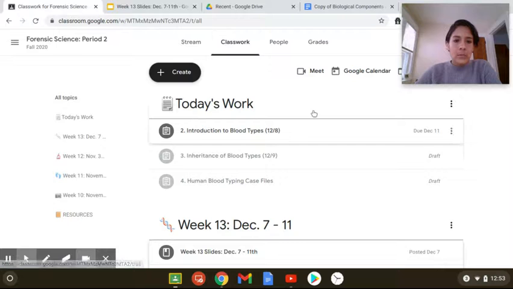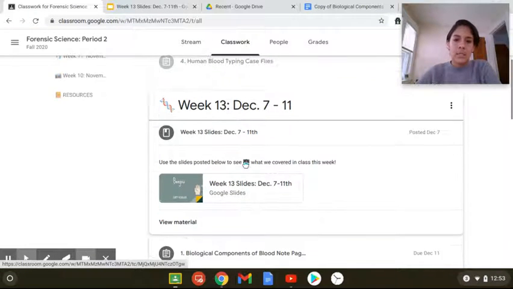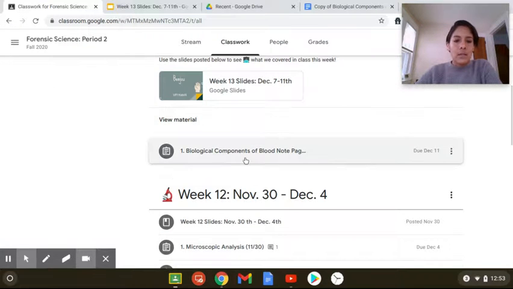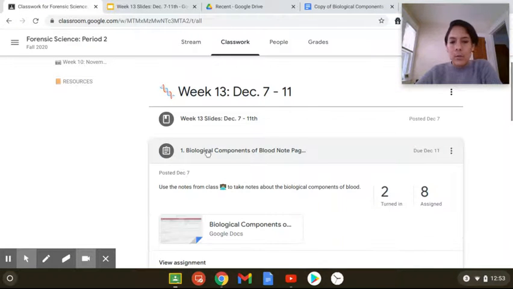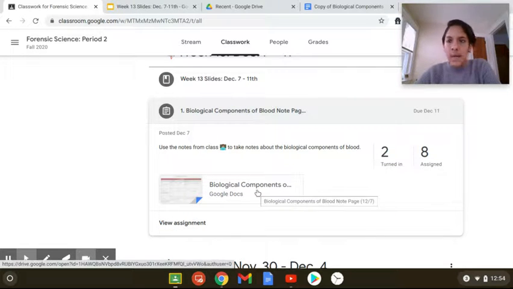So in classwork, you're going to want to go down to the week 13, December 7th through 11th. And then you will see this note page right here. It's labeled biological components of blood note page. What you're going to want to do is click on it here, and that will bring you to a copy of our note page. What I'm going to do is show you the notes and the note page side by side and go over the information that we went through in class.